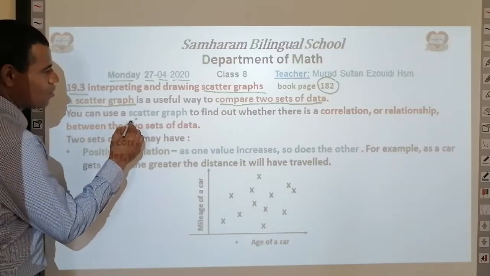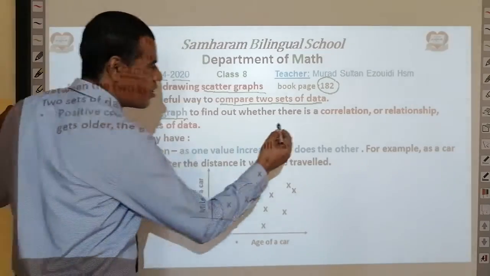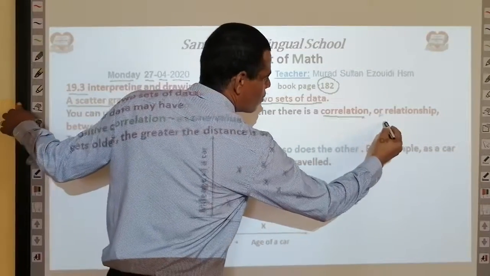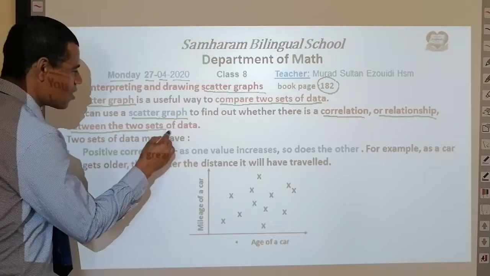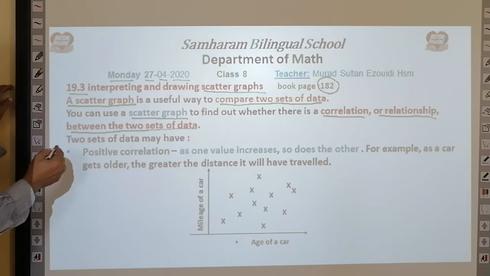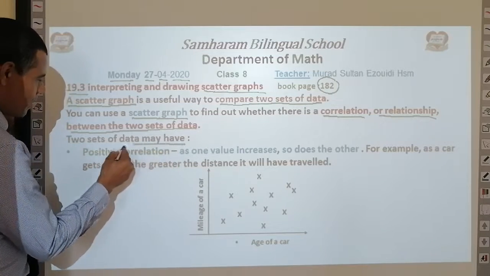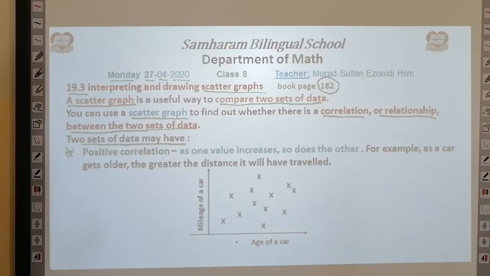You can also use the scatter graph to find out whether there is a correlation or relationship between the two sets of data. The purpose of drawing the scatter diagram is to check if there is a correlation or relationship between these two sets of data. Two sets of data may have positive correlation. What does that mean?